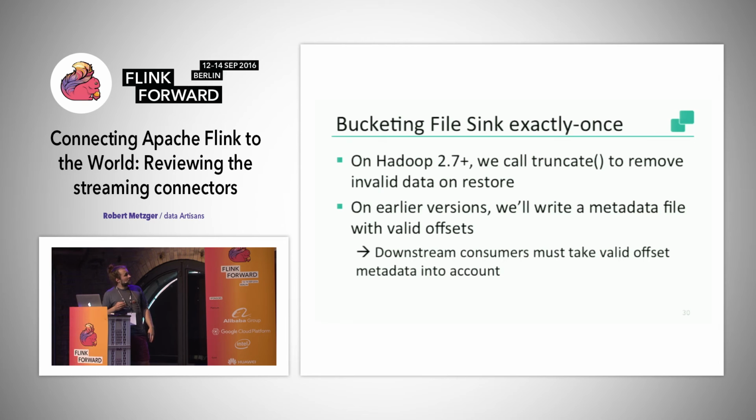Of course, not everyone is using Hadoop 2.7, so on earlier versions, we would recognize that the user is not using Hadoop 2.7 and then would write some special metadata with the file that would indicate to which offset the file contains valid data. So in this case, the user would have the burden of making sure that it only reads the file to that point where it contains valid data. But hopefully, once everyone is past Hadoop 2.7, that should be a non-issue.